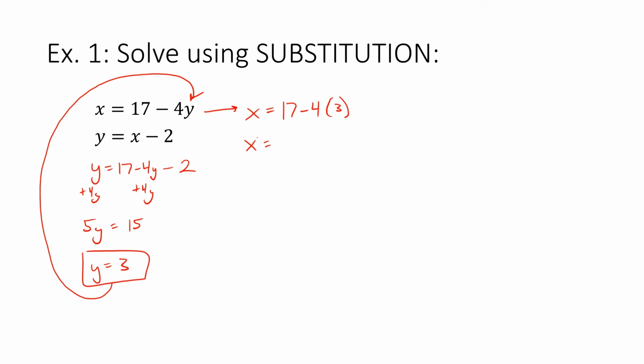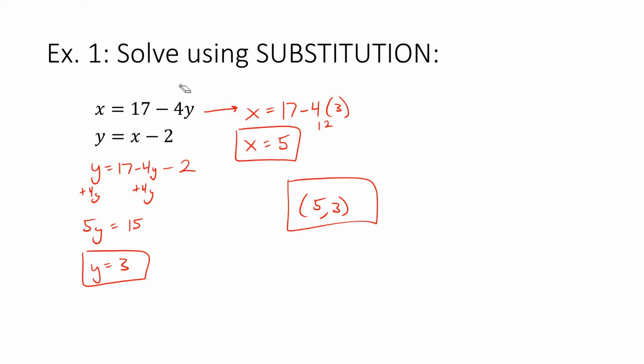Anyway, when replacing the y with the 3, now all I need is 17 minus 12, which is 5. So x is equal to 5, and my point is 5, 3. Very, very easy to do a substitution step. As always, you can plug these back into the equations just to make sure it's true. I'll do it for this one, but not the other ones.